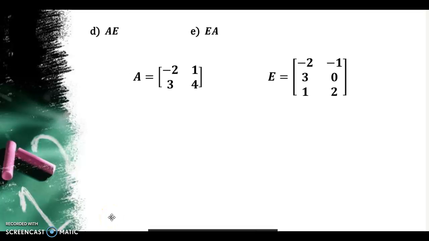Everybody, in this video we are continuing our examples of matrix multiplication basic topic. So we're asked to find A times E and then E times A. Again, matrix multiplication order matters. Matrix A is a 2 by 2. Matrix E is a 3 by 2. What do we notice about the amount of columns in matrix A and the amount of rows in matrix E?